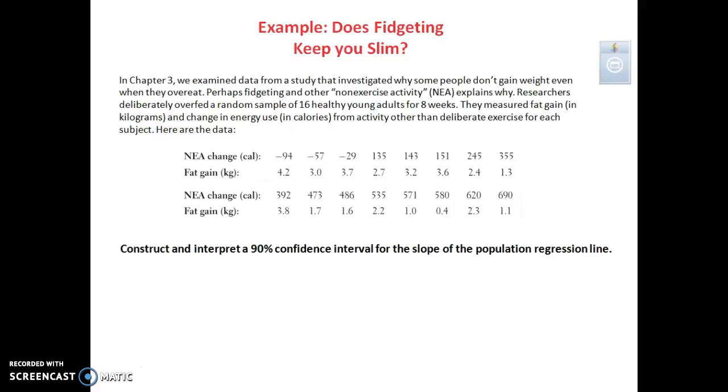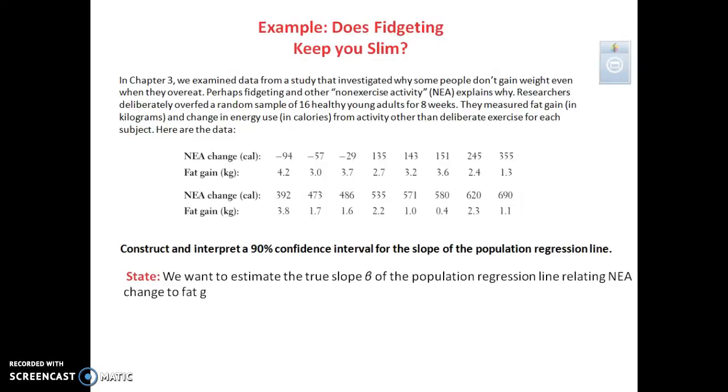So we've been asked to construct and interpret a 90% confidence interval for the slope of the population regression line. So the first thing I want to do is state how we're going to accomplish this. We want to estimate the true slope beta of the population regression line relating NEA change to fat gain at the 90% confidence level. So in that statement, it's really important to not only obviously say that you're going to estimate the true slope beta, but also to talk about the two quantitative variables and the fact that you're relating NEA change to fat gain, and then also mention your confidence level. So that's three important pieces of information in that one little sentence.